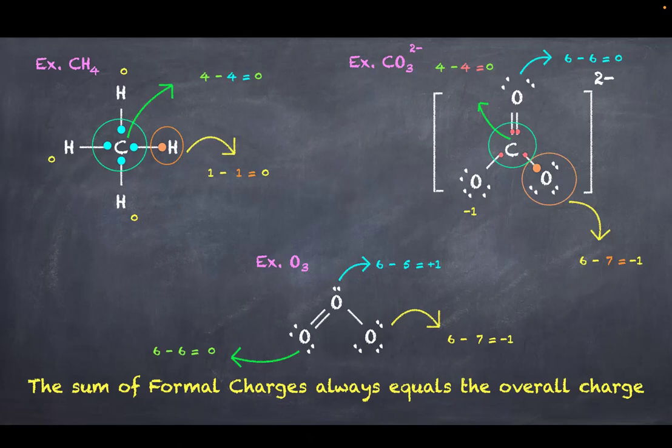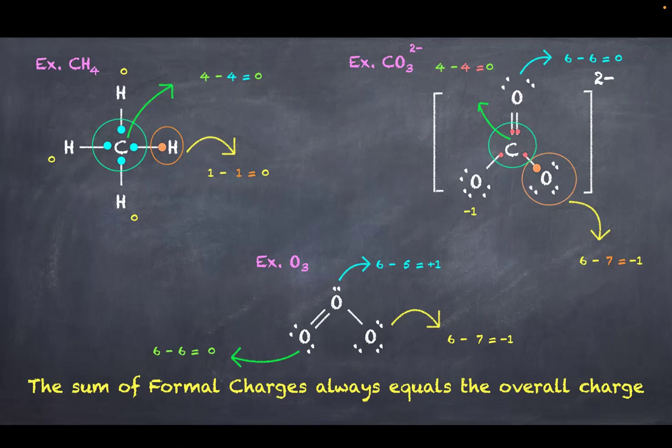And then for O3, we had a plus 1, a minus 1, and a 0. So when you add them up, the overall charge is 0. And that's exactly the same as the sum of formal charges too. So it works out well. So this is a good way to check to see if you've done the formal charges right.